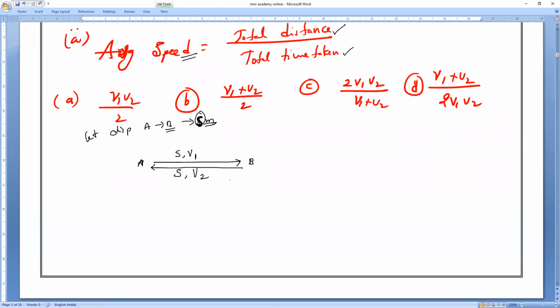I'll start the class. If you want to find the average speed, we need total distance divided by total time taken. Distance from A to B is S, and from B to A is also S. As we have two different things, going and coming, I'll assume distance from A to B is S1, and from B to A is S2, divided by time. From A to B time is T1, and B to A time is T2. So T1 plus T2, because average speed is total distance divided by total time taken.